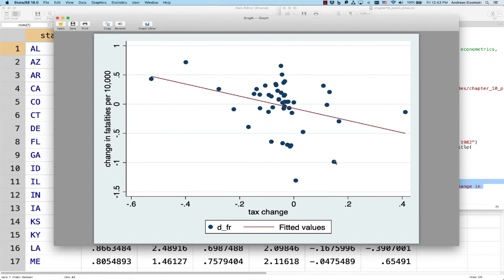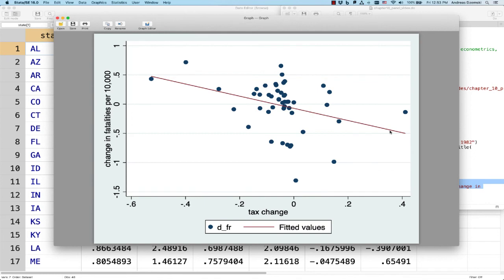Overall, what we are seeing is a negative relationship between the tax change and the change in the fatality rate. That means that the average state that increased its tax saw a decreased fatality rate, and the average state that decreased the tax saw an increase in the fatality rate. Compared to our previous analysis where we only used data from 1982, we have removed the state fixed effect as a confounding variable. And therefore this negative slope coefficient that we see here probably has a better claim to measuring a causal effect than did the positive coefficient that we estimated before.